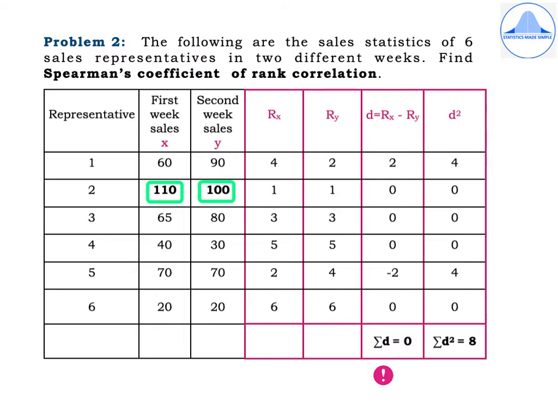Next, find out D, which is equal to Rx minus Ry, which is 2, 0, 0, 0, minus 2, 0. And you get summation D equal to 0. Then calculate D square, which is 4, 0, 0, 0, 4 and 0. So you get summation D square equal to 8. Now here also it is very important that you check that summation D is always 0, which means that the ranks which are assigned are correct.